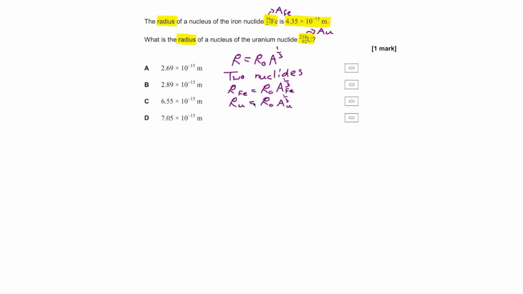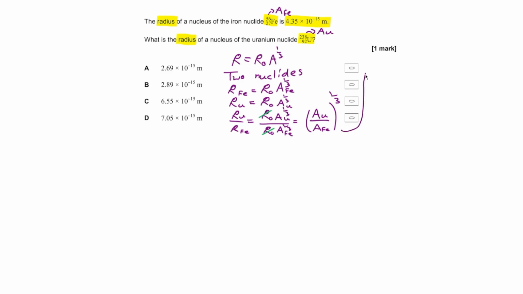Then, to make progress, we see that the constant R0 is in both equations, so if we divide one by the other, then we can come up with an equation that does not contain it. Specifically, if we do this, R U divided by R Fe, we get R0 A U to the power of a third divided by R0 A subscript Fe to the power of a third. What this means then is that R0 cancels since it is present on both the top and the bottom. Therefore, we have that R U over R Fe is equal to A U divided by A Fe to the power of a third.